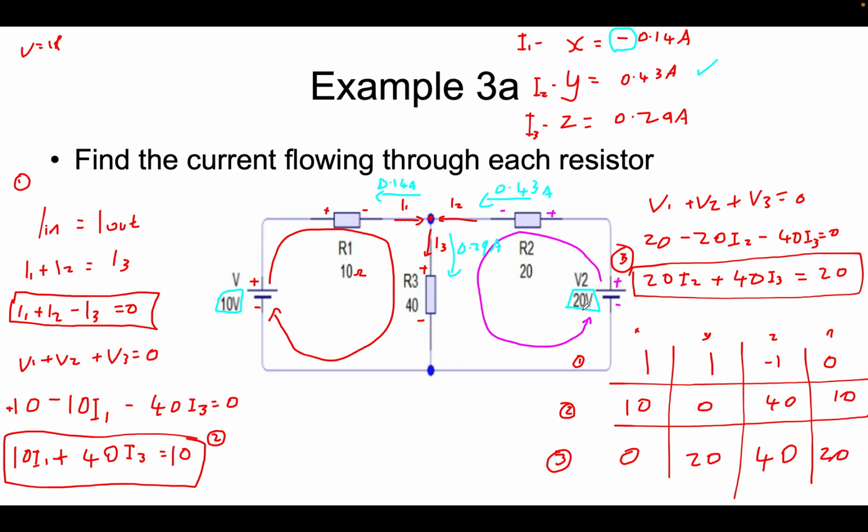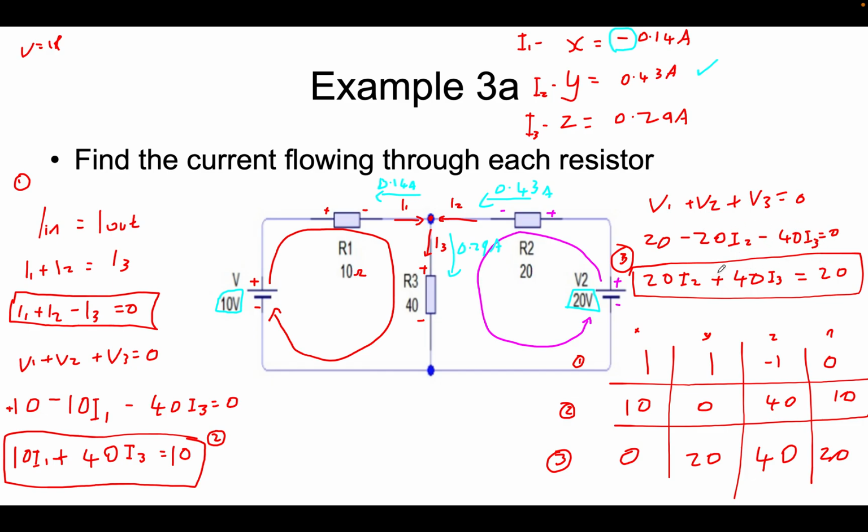Follow the loop around, plus 20 minus this I, and again, remember this was I2, I've written it here. This is I2 times 20 minus 40 times I3. I have it written now. Rearranging a little, I will put the 20 over to the other side. This will be 20 I2, 40 I3 equals 20.